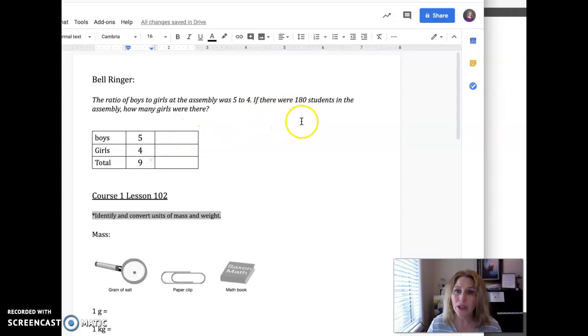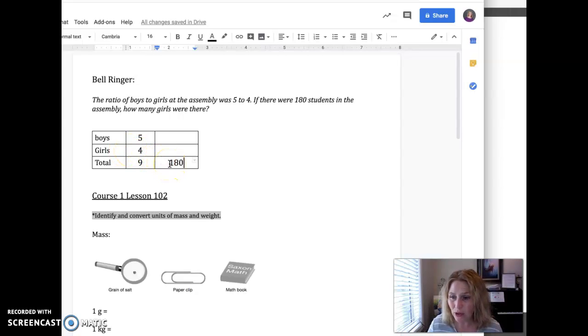Now it says if there were 180 students in the assembly, so total inside the assembly, not the ratio, but the total in the assembly was 180. And now the question is, how many girls were there? So this is the piece that we're missing. Okay, so we can do a couple things. Remember, with ratios, fractions, proportions, we're making equal. So we can do cross multiplication.